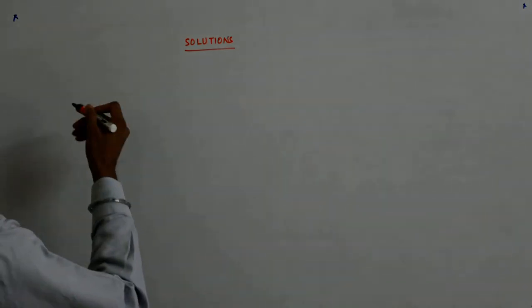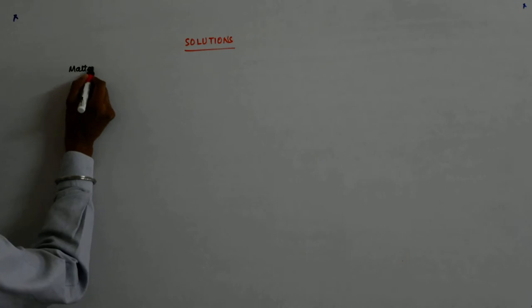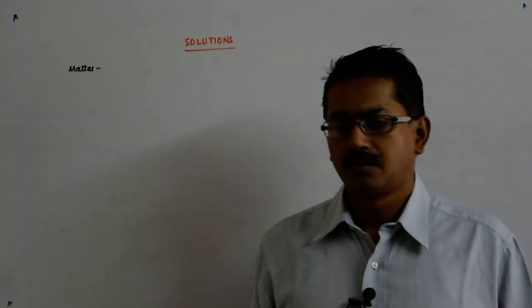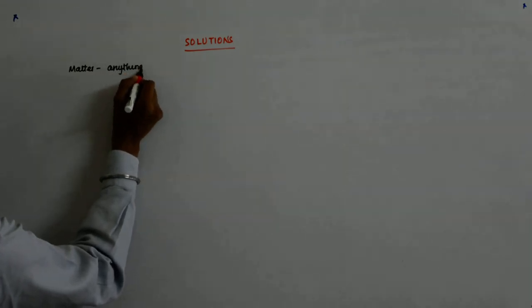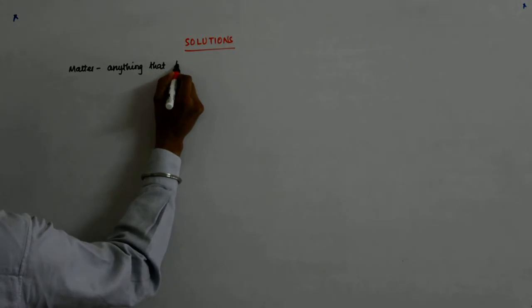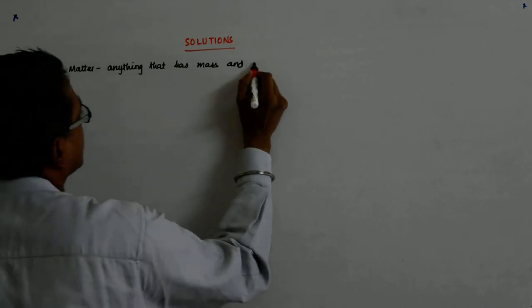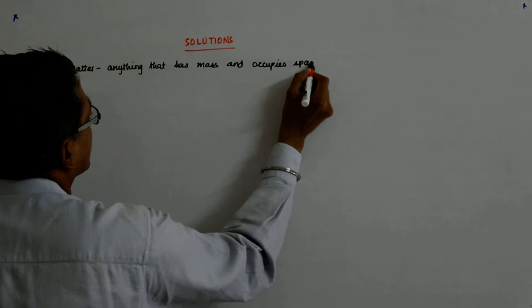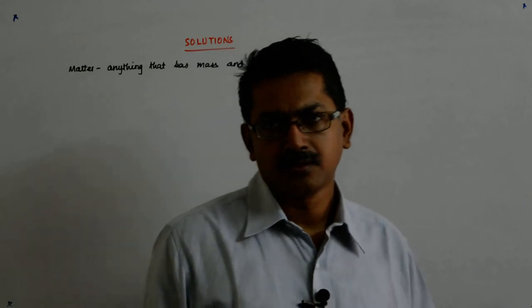Actually, we go back a little and first of all define what matter is. What is a matter? Anything that consumes space and volume, that occupies space and has mass. Anything that has mass and occupies space, that is called matter.